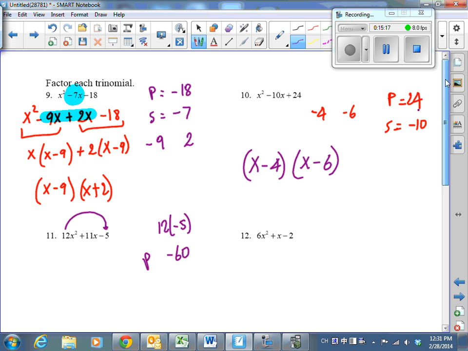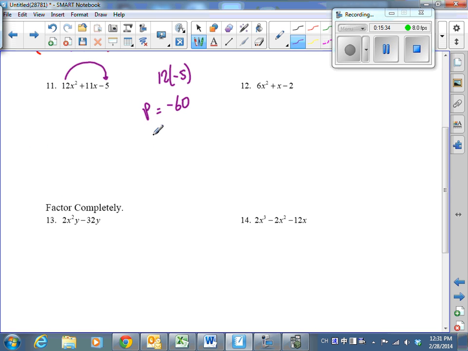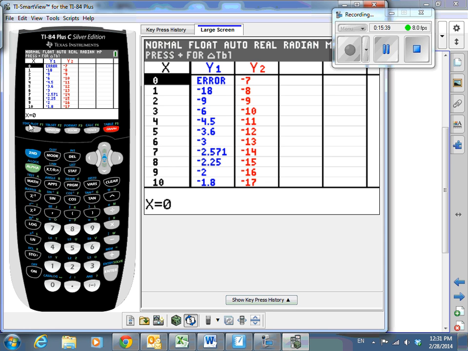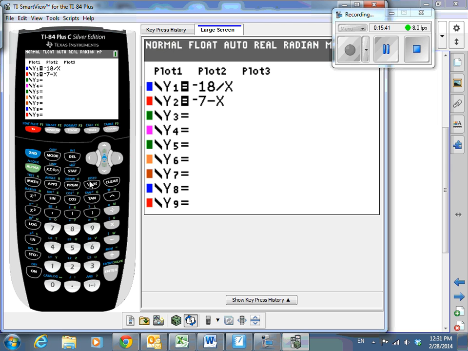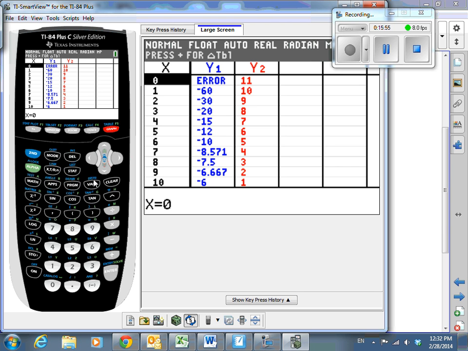Now you would probably ask me, why didn't I do it here? I actually did it, but I said the product was -18 because it's 1 times -18. But 1 times -18 is still -18, so I didn't care. But this one I need to care. So now the product is -60, and the sum is 11. I will go the lazy way. On the y equal, I will do -60. And the sum was 11. And I will go to my table, looking for identical y's.